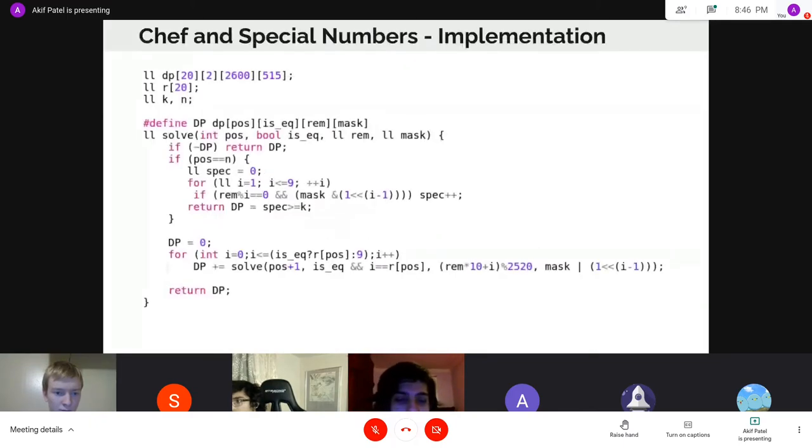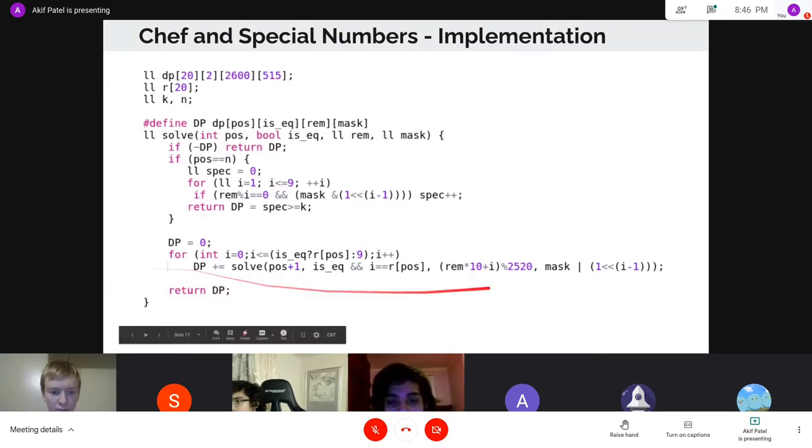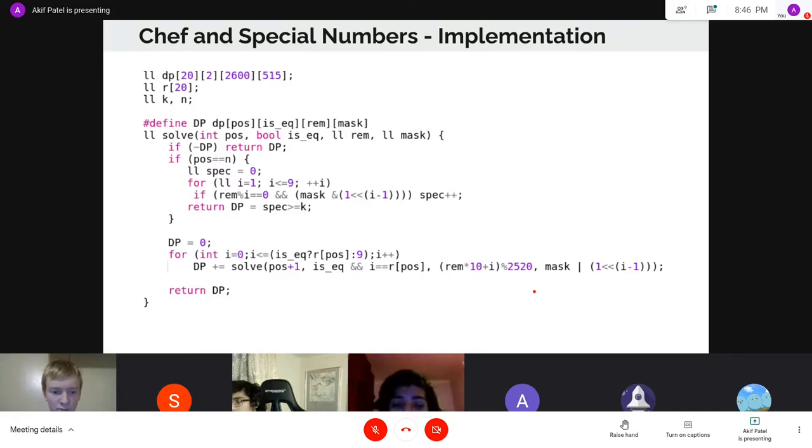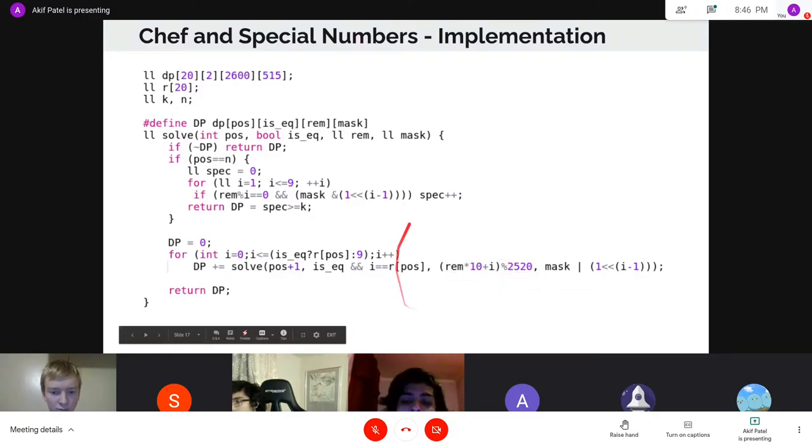Okay. And so here's what the code looks like. So we have this axis for the remainder of mod the LCM, and we have this for the bit mask. And so let me show you the transition first. When we're transitioning, the mod thing is the exact thing from before, where we shift it left by one place, by multiplying by 10, we add the digit, and then we mod. And the mask is just we keep track of the mask, right?